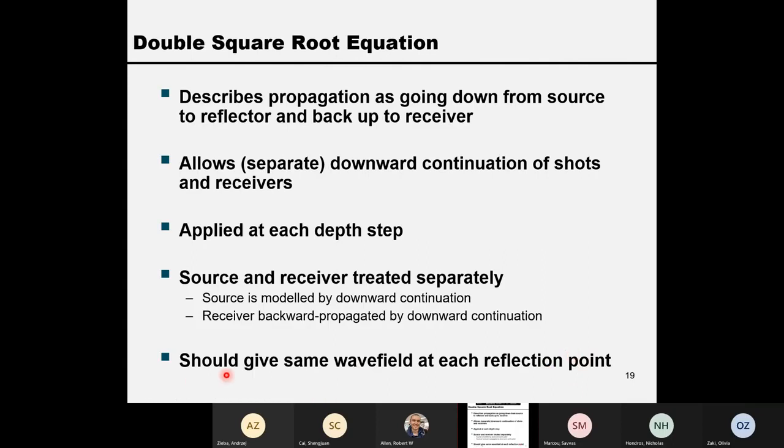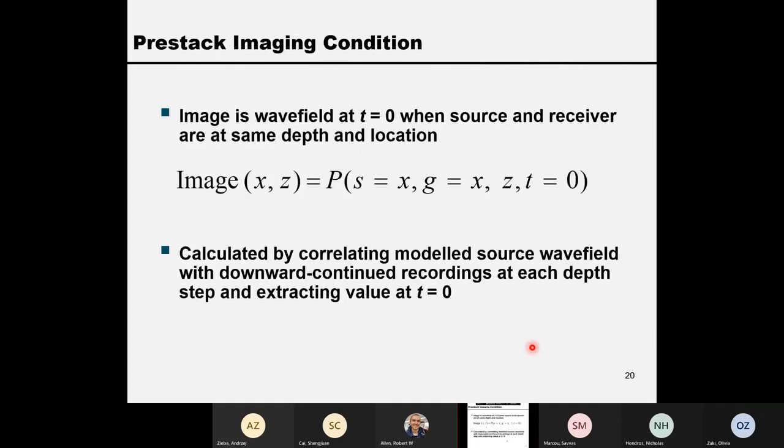Here it says it should give us the same wavefield at each reflection point. This is the assumption. Based on this assumption, we do the imaging, which means cross correlation. I already said that. The image condition is that you take the source and receiver both at position X and depth Z. Cross correlation, because your wavefield is in the time domain, right? Cross correlation of two time series basically gives another time series, right? So in the Saussure imaging, we just take the zero lag.